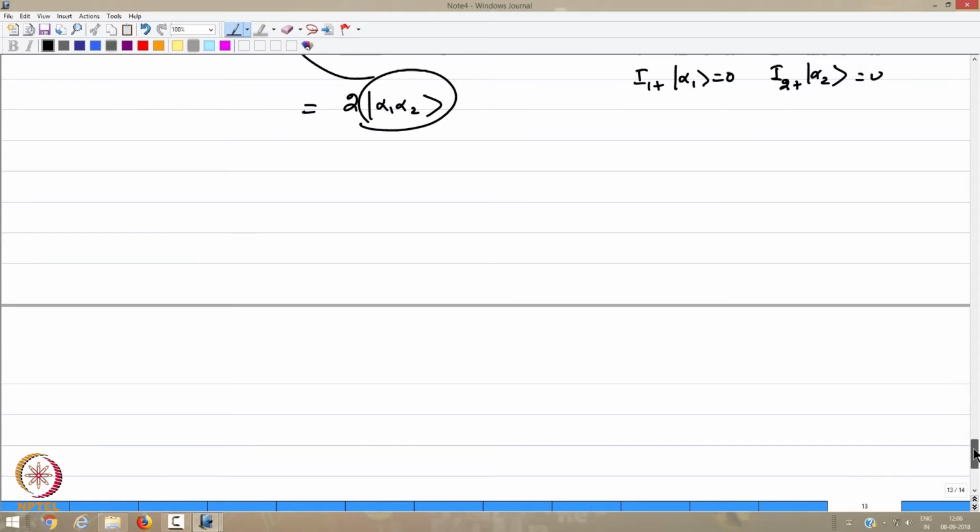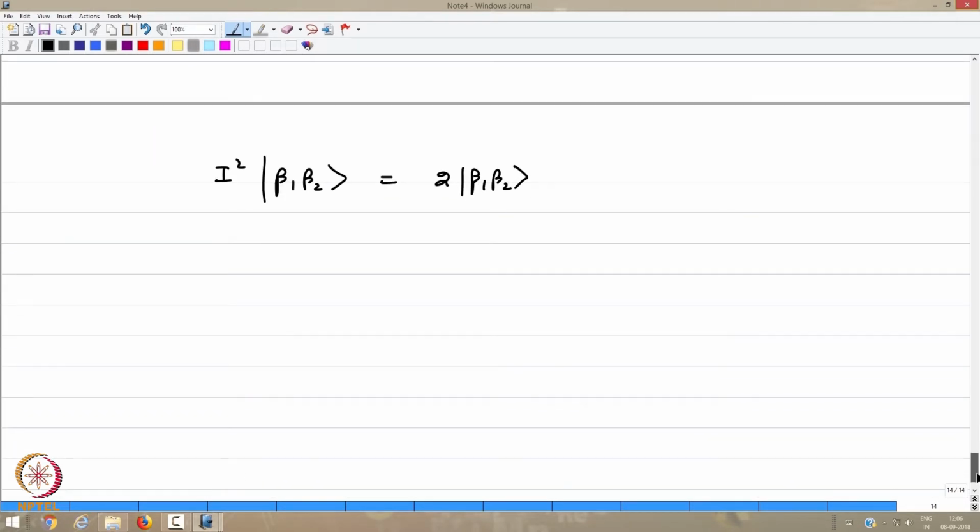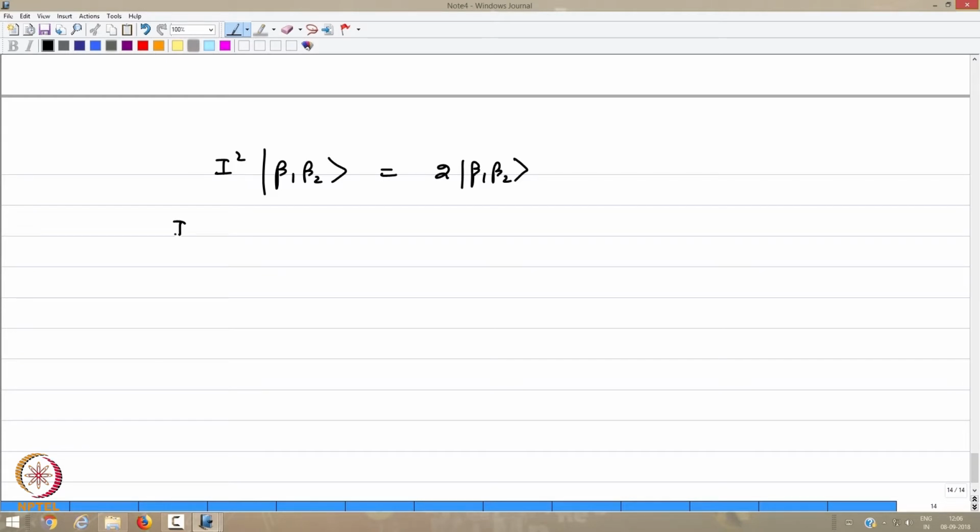No problem. What about beta 1, beta 2? It's easy to verify this on I square. You will get exactly the same thing, 2 times beta 1, beta 2. I leave it to you as an exercise to do the same way that you have done the other one. However, I square on alpha 1 beta 2 is quite interesting, and you will see right away that alpha 1 beta 2 is not an eigenfunction of I square.